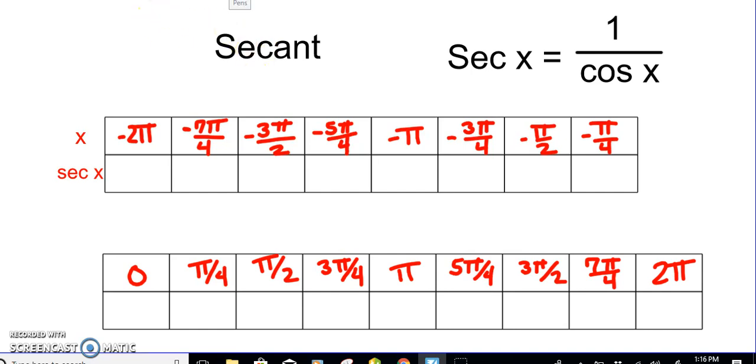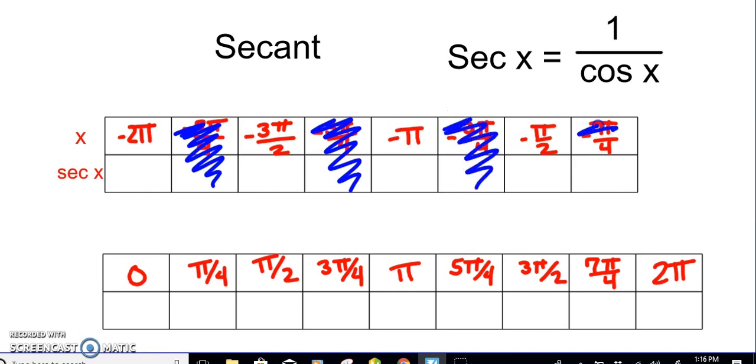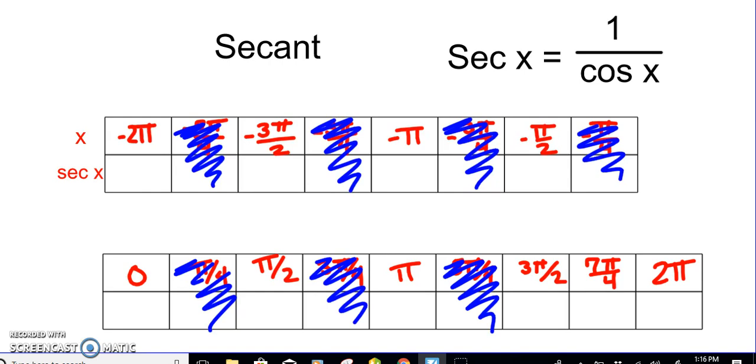And again, we're going to cross out the pi over 4s, so that we can just focus on the parts that we need to focus on, and we should be good. But if you want to go back and actually find out what secant of 5 pi over 4 or 7 pi over 4 or anything of that sort is, you can always go back and try it and see what happens there. But for right now, we're not going to. All right, so find those values and then we're going to come back.